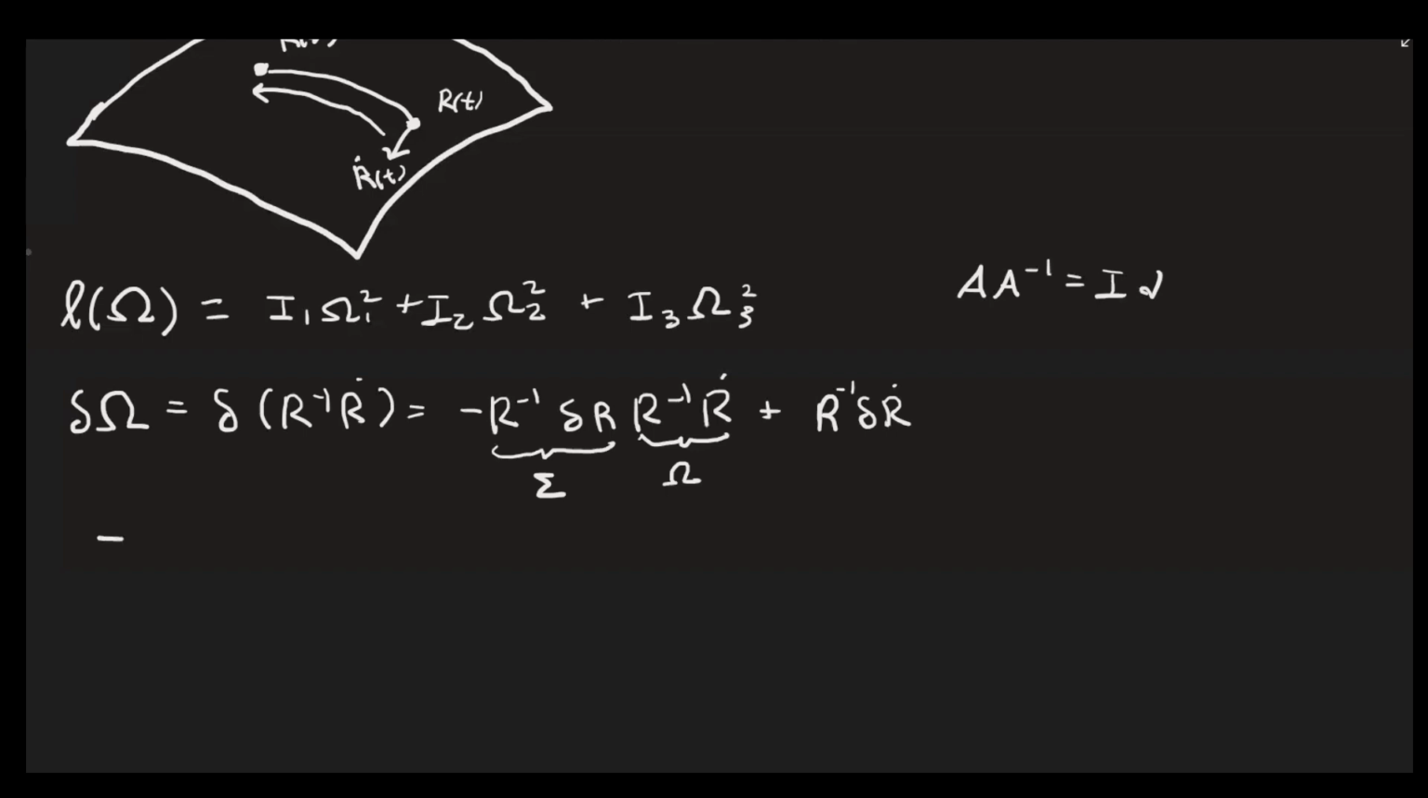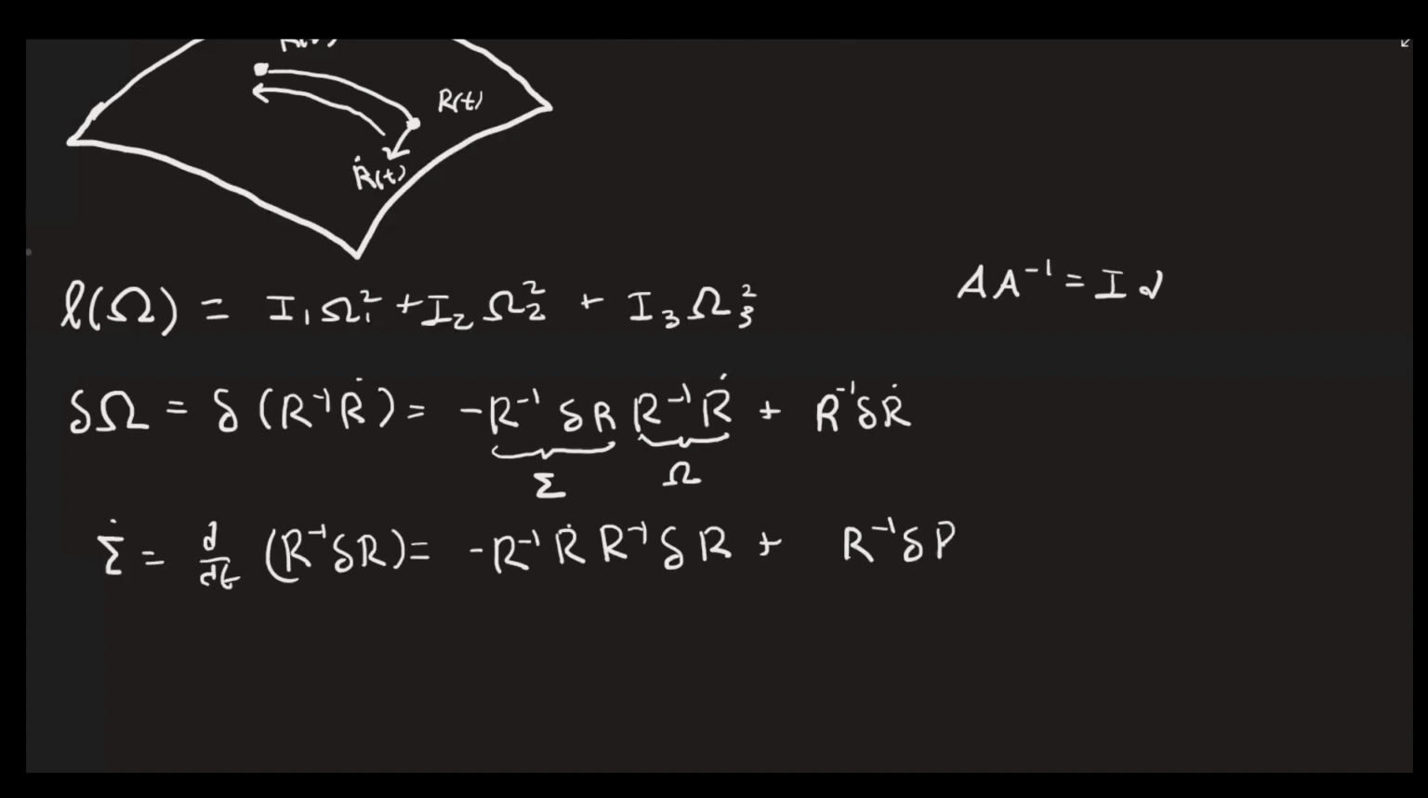Okay, so sigma dot equals d/dt of R inverse delta R, which equals negative R inverse R dot R inverse delta R plus R inverse delta R dot. Okay, this is just negative omega sigma plus R inverse delta R dot.